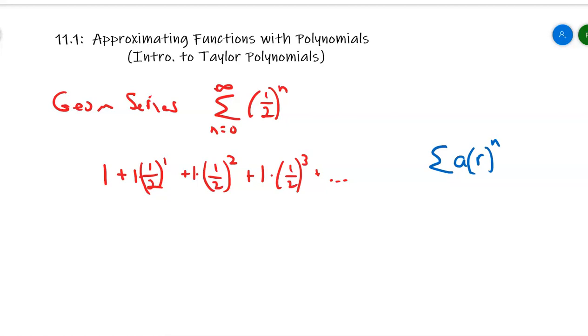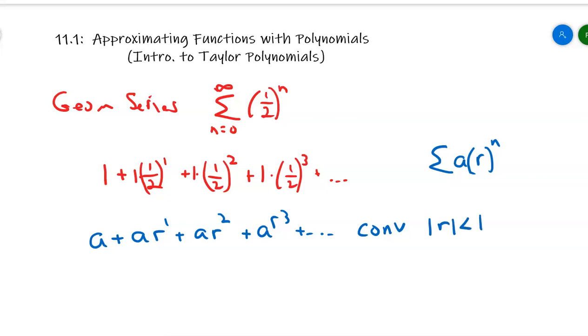All right, what do those things look like? They look like a. I could write a times r to the 0 power. I probably really don't need to. This will be a times r to the first. This will be a times r to the second. This will be a times r to the third, and so forth. Now, I know that this series converges if the absolute value of r is less than 1. So that ratio of 1/2 is good, right? We know this series will converge. We can use the a over 1 minus r formula to find out what it converges to. If it converges, then it converges to, like we said, a over 1 minus r.